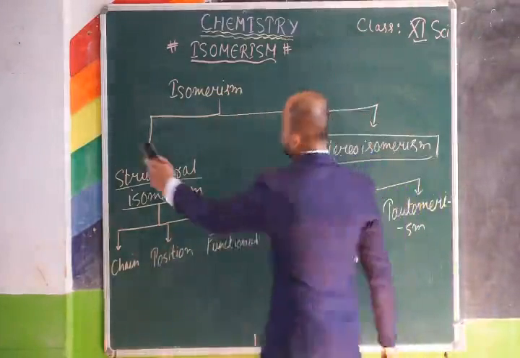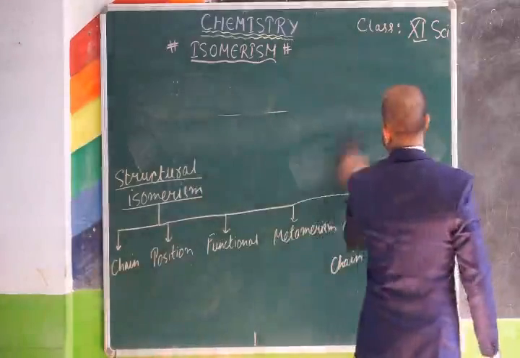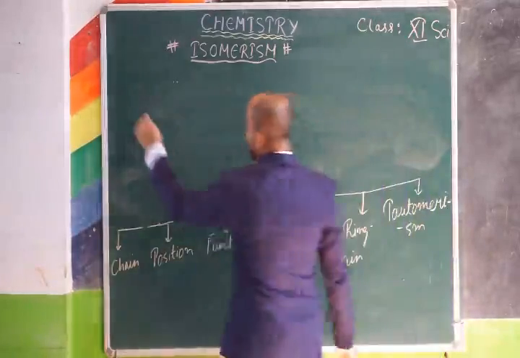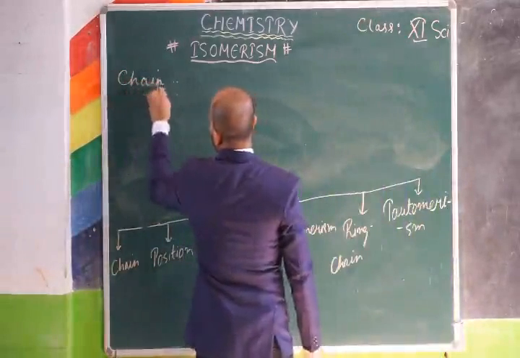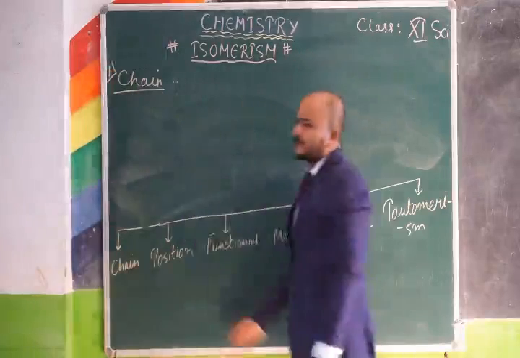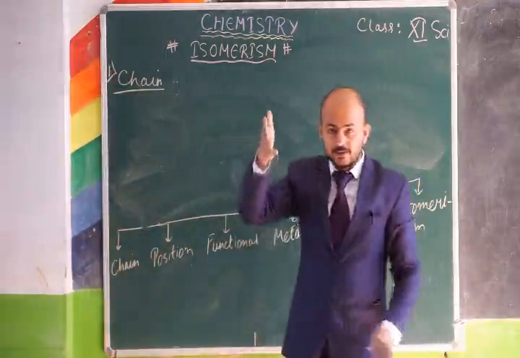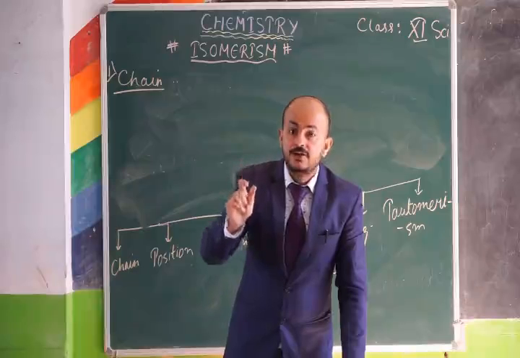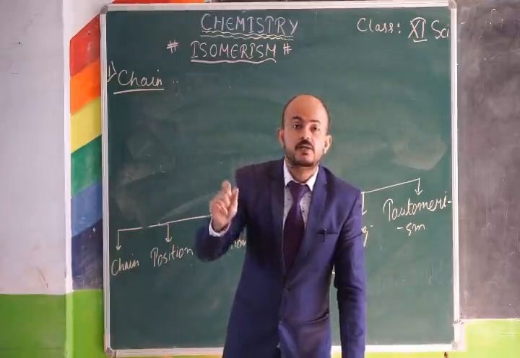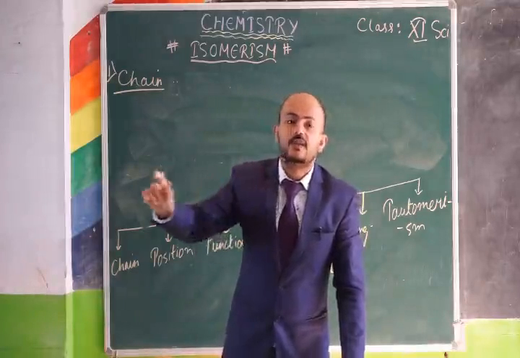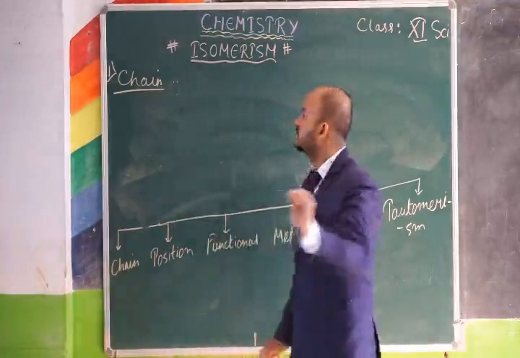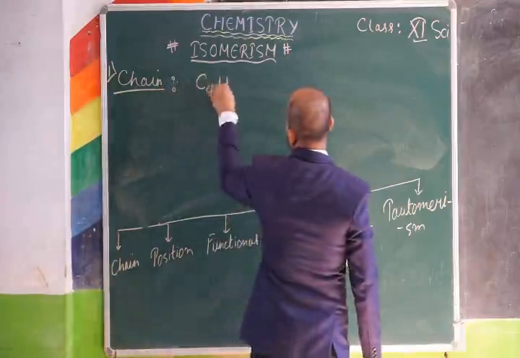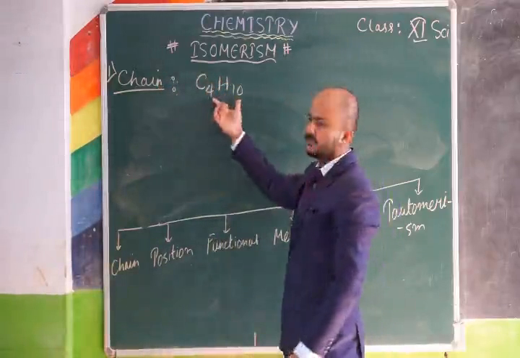So what is chain isomerism? Chain isomerism means you have the same molecular formula, but different structures which vary in the chain length. For example, suppose you have C4H10.